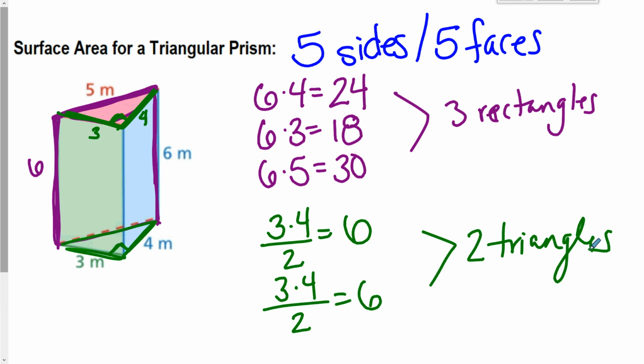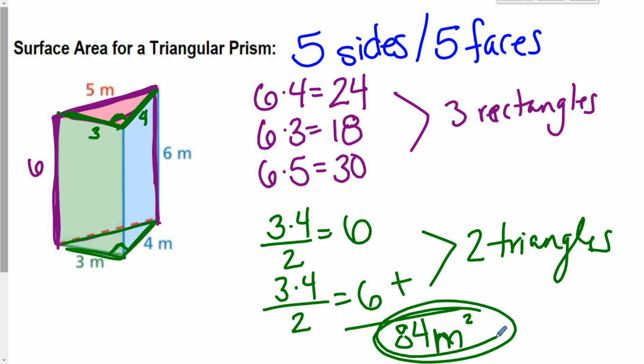Again, once I get down here, I just add them all together. So I'm going to add 24 plus 18 plus 30 plus 6 plus 6, and I get 84 meters squared as my final answer.